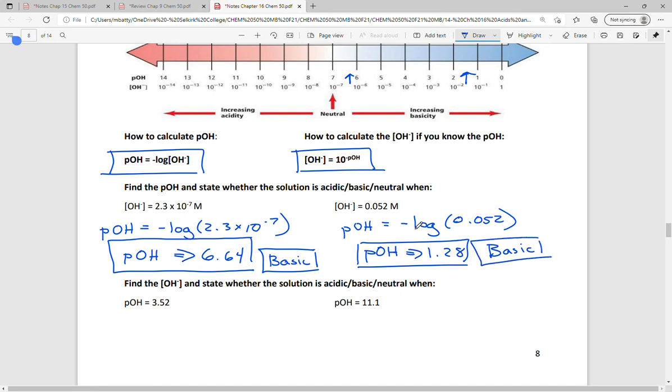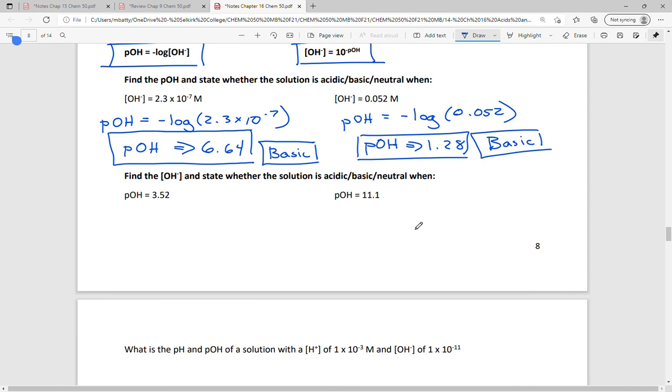So going the other way, we've got a pOH given to us. So if I want to find the hydroxide ion concentration, that's going to be the inverse log or second function log of my negative pOH. So putting that into my calculator, knowing I have 2 decimal places in my pOH, means I'm going to have 2 sig figs in my answer. So I'd get 3.0 times 10 to the negative 4. And that would be another basic solution.